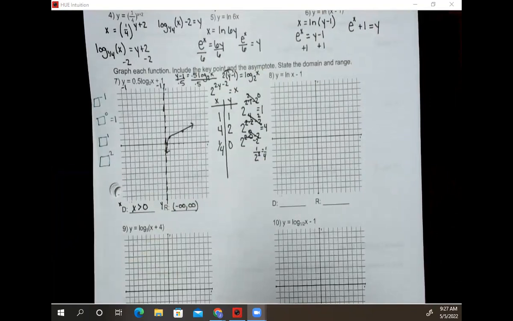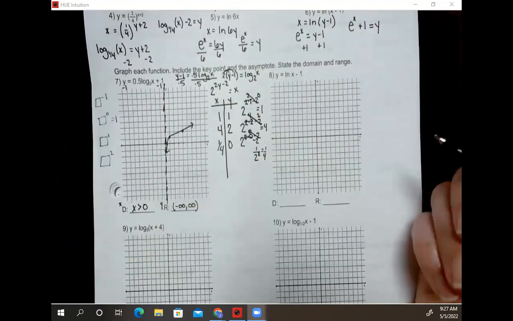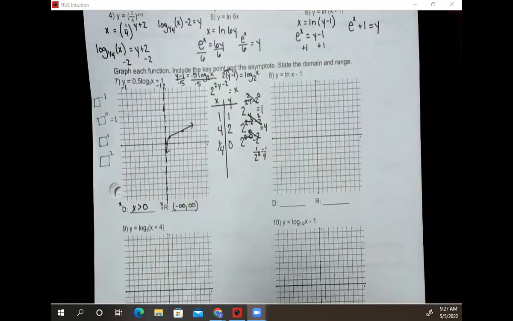Let's take a look at number 8. Number 8, we've got a natural log here. If I see natural log, just like when we saw e, I'm probably going to need my calculator on this one to be able to do those e powers. Just something to keep in mind when you see natural log or e, remember that that's something I might need my calculator to evaluate.